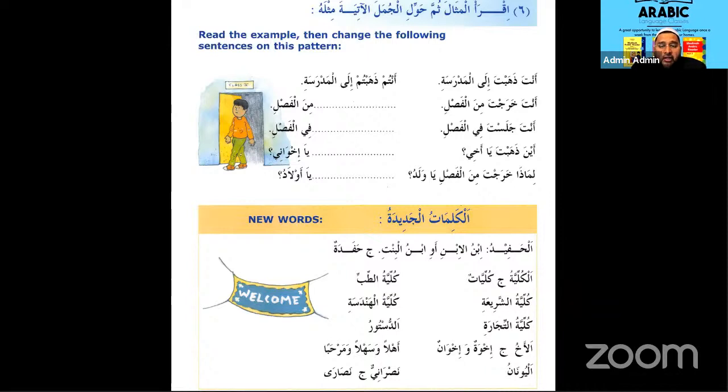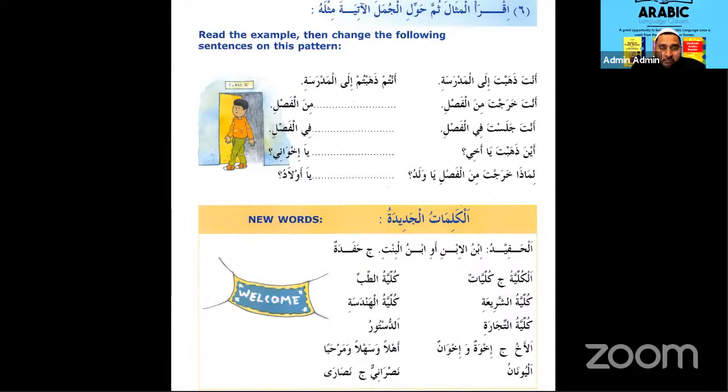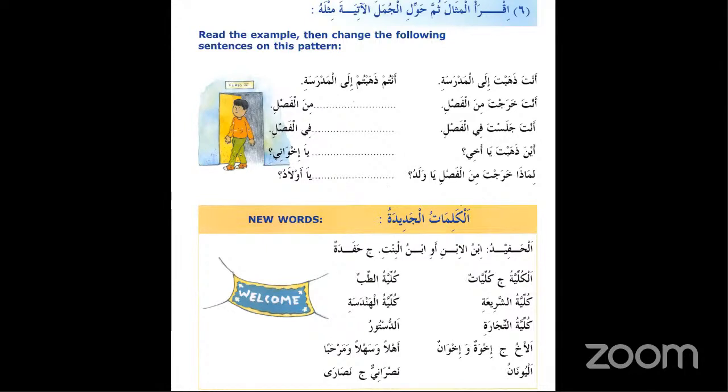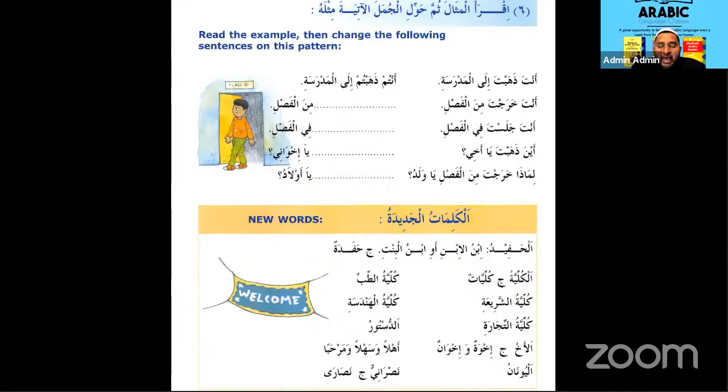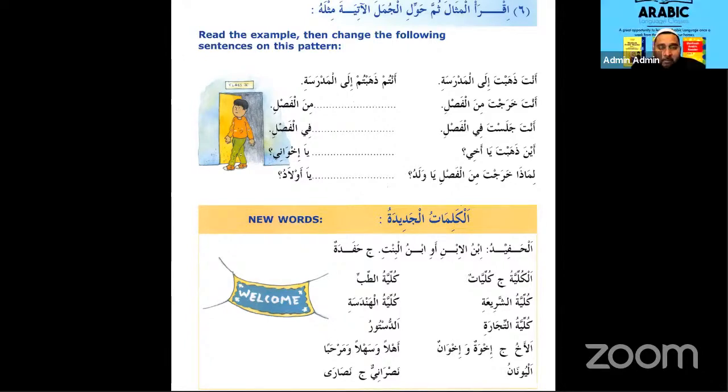So at the top, antum dhahabtum ila al-madrasa. You all boys went to the classroom. I want you to change that. You all females went to the classroom. Antunna kharajtunna min al-fasli. Kharaja means exited. Dhahaba means went. So dhahabtunna. Excellent. Dhahabtunna min al-fasli. Excellent. Next one.